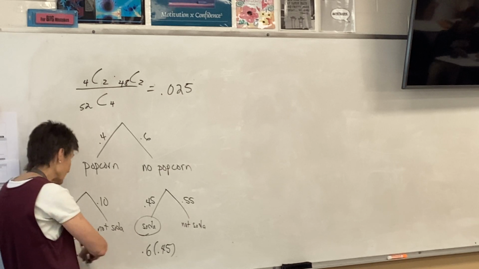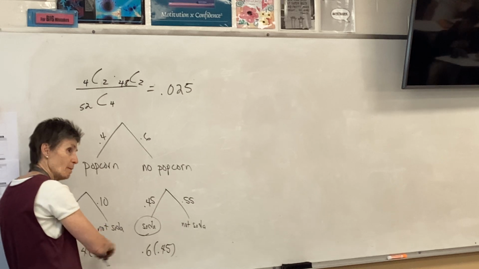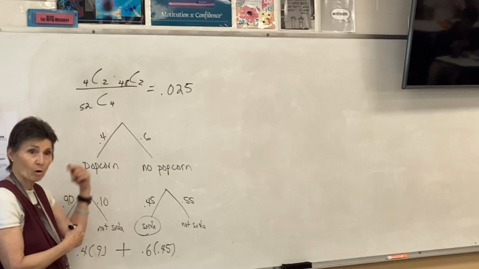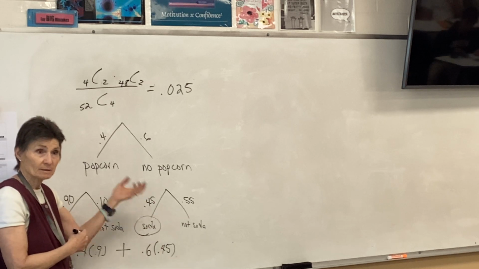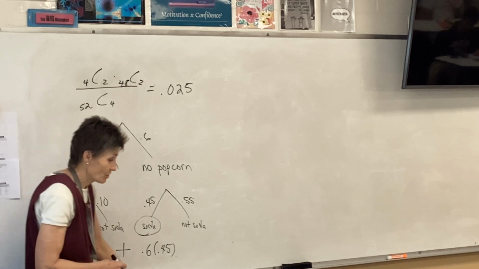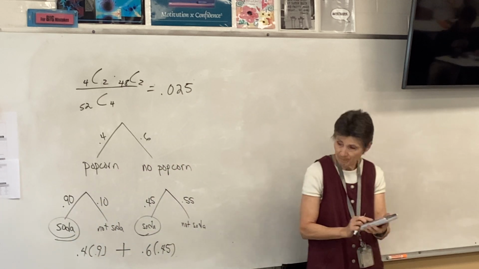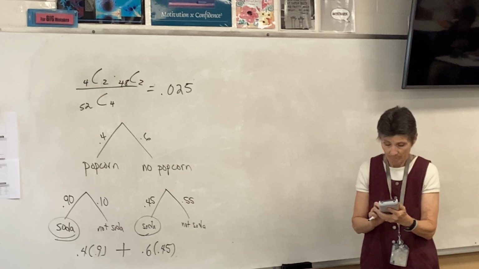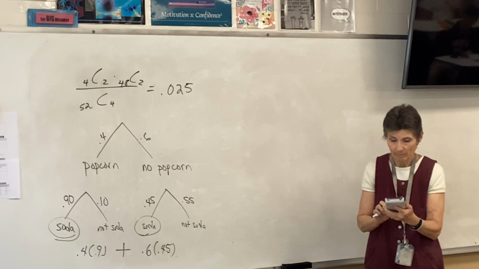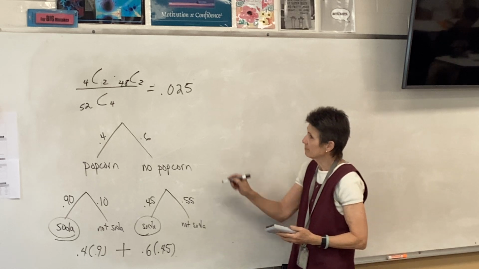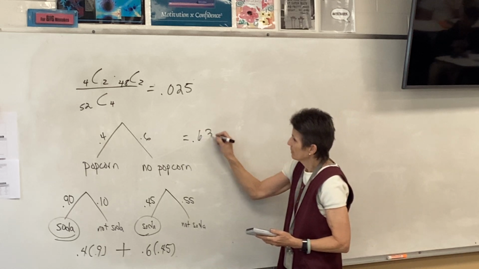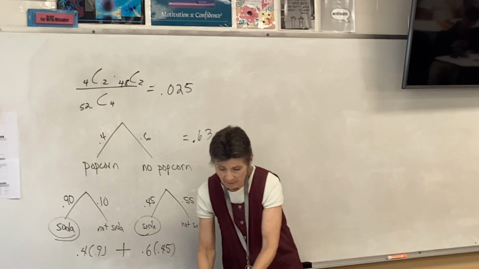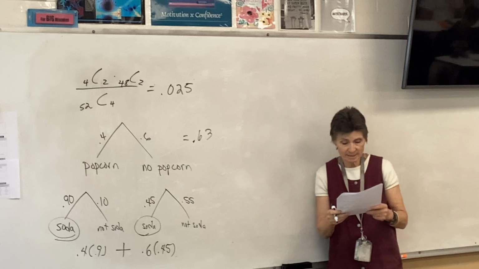And then what will we get numbers here? What do we do with these two numbers? Add them, because it's either this branch or it is that one. This or that. So what does our answer come out to be? Did you get 0.63? Yes. For your final answer. So what's the probability we're gonna have soda? 0.63.